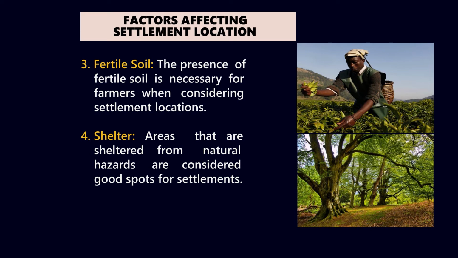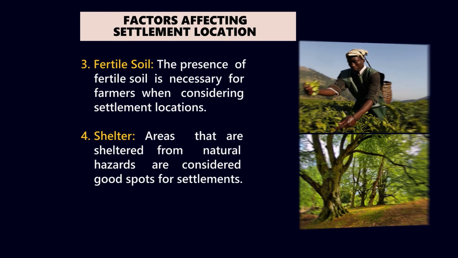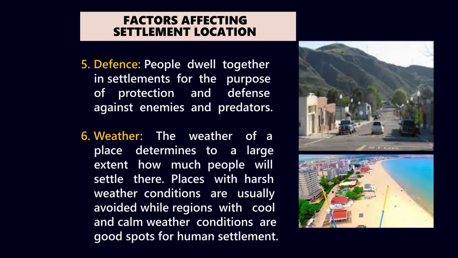Next, shelter. Areas that are sheltered from natural hazards such as storms are usually good spots for settlements. Defence is another factor that affects settlement location. Humans tend to live together in order to guarantee safety because they believe there is safety in numbers. Humans also like to live in places that are well guarded to protect them from enemies and predators.